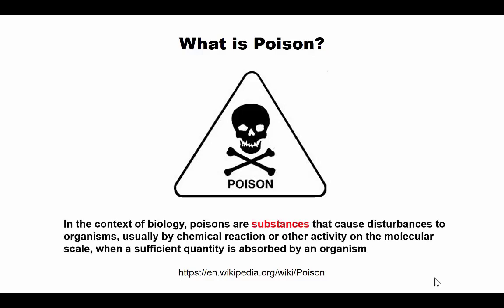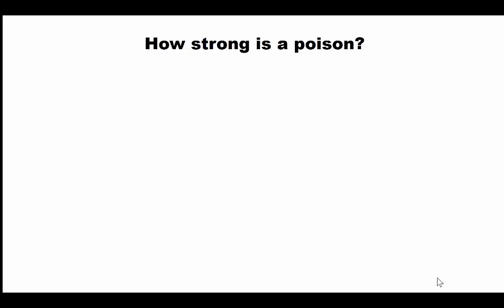If you look at Wikipedia, it says poisons are substances that, if we take a sufficient amount, can cause some problem to our body. The mechanism can be a chemical reaction or other activity on the molecular level, and those kinds of toxic materials are defined as poisons. Then we can think about how strong a poison is. There are many different kinds of poisons, so that's why we need to define different strengths.